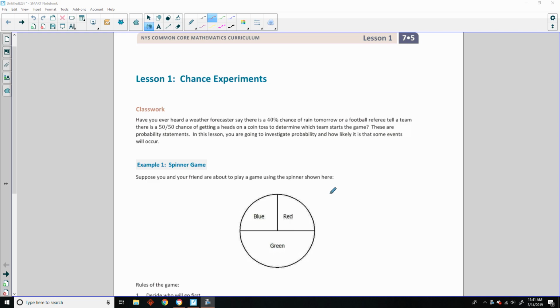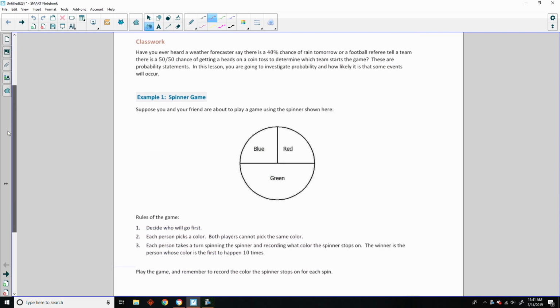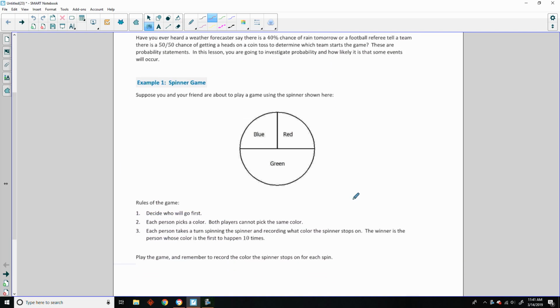This is Math 7, Module 5, Lesson 1, Chance Experiments. Classwork. Have you ever heard a weather forecaster say there's a 40% chance of rain tomorrow, or a football referee tell a team there's a 50-50 chance of getting a heads on a coin toss to determine which team starts the game? These are probability statements. In this lesson, you're going to investigate probability and how likely it is that some events will occur.